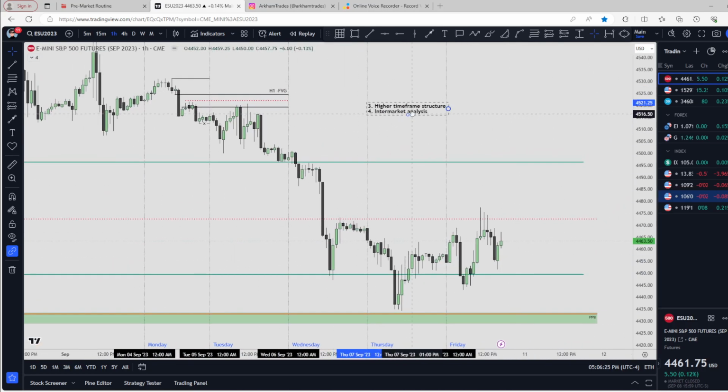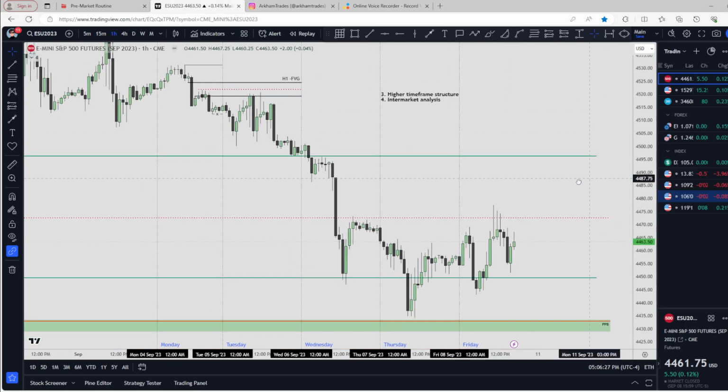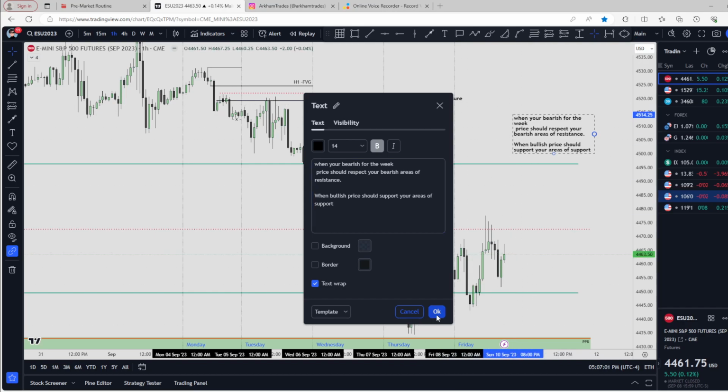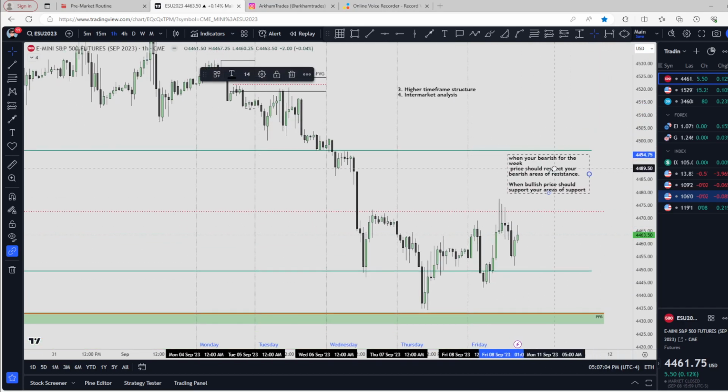Your higher time frame structure. When you're bearish for the week, price should respect your bearish areas of resistance. And when bullish, price should respect your areas of support. This is the overall narrative.